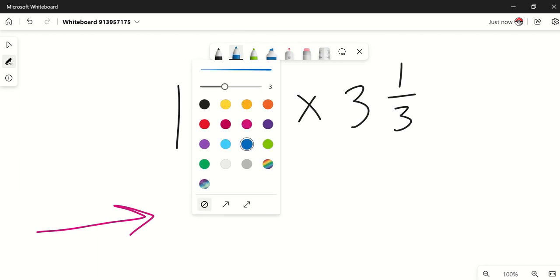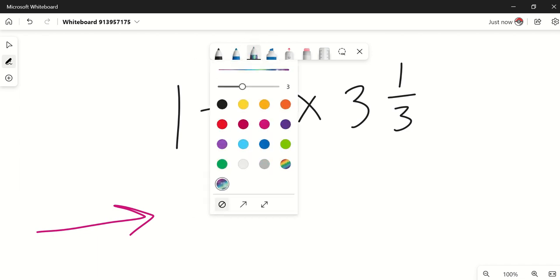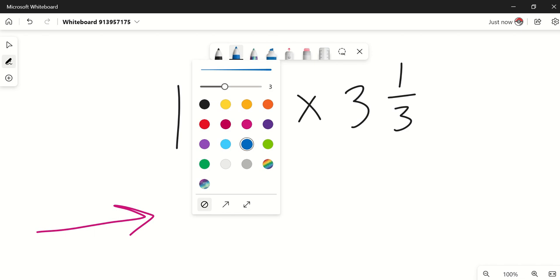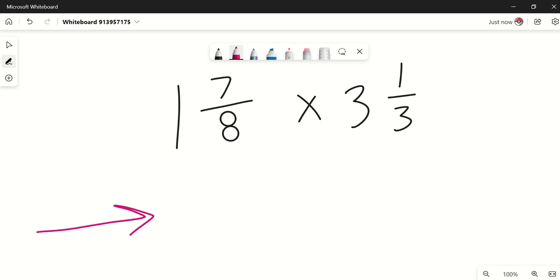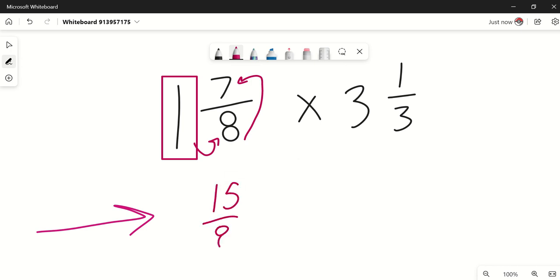I'm going to use different colors for this one. Actually, I want a brighter color. Let's keep that one. I'm going to do 1 times 8, which is 8, and then add it to 7. I know that 7 plus 7 is 14, plus 1 more, which would be the 8, is 15. So this is going to become 8 plus 7 is 15 over 8.